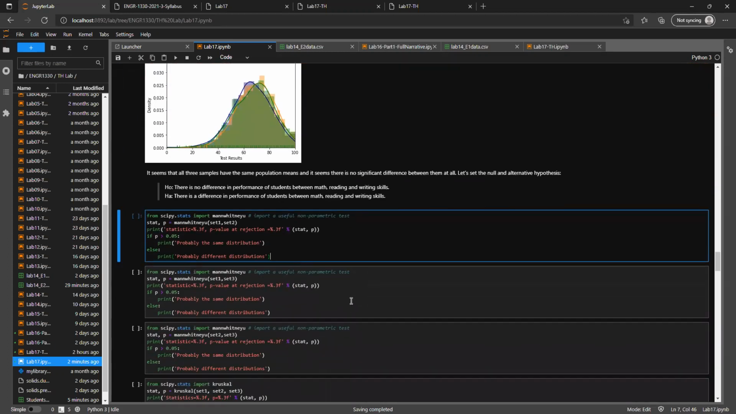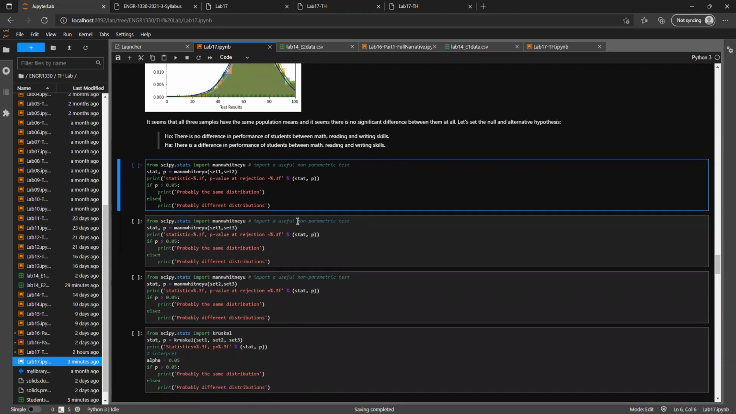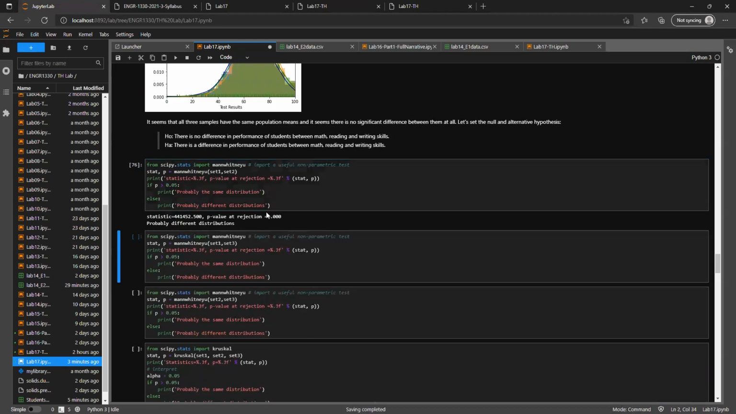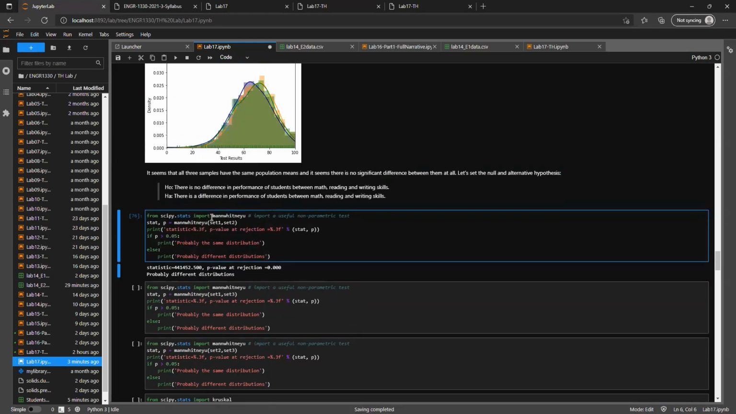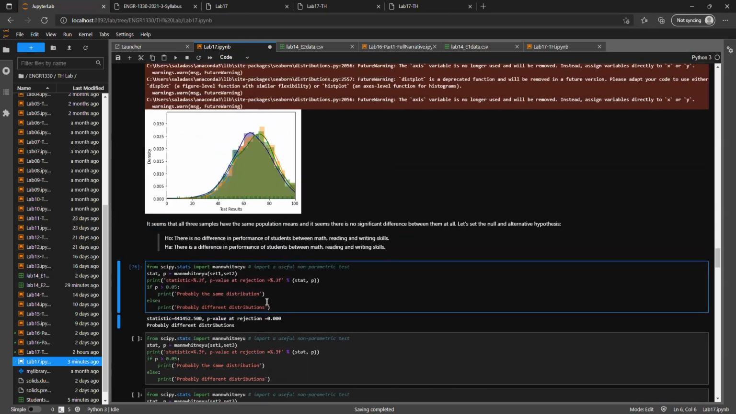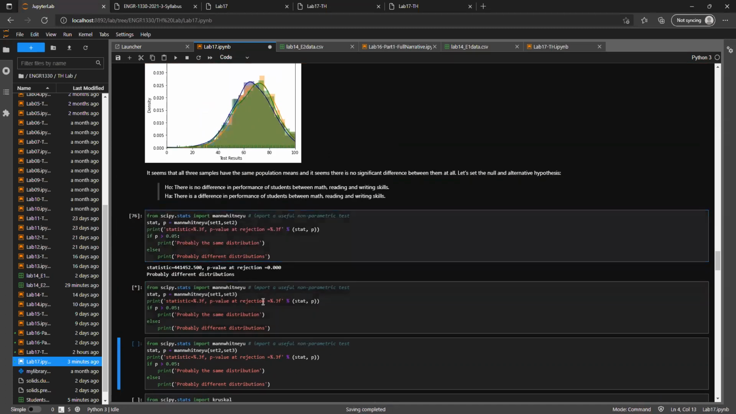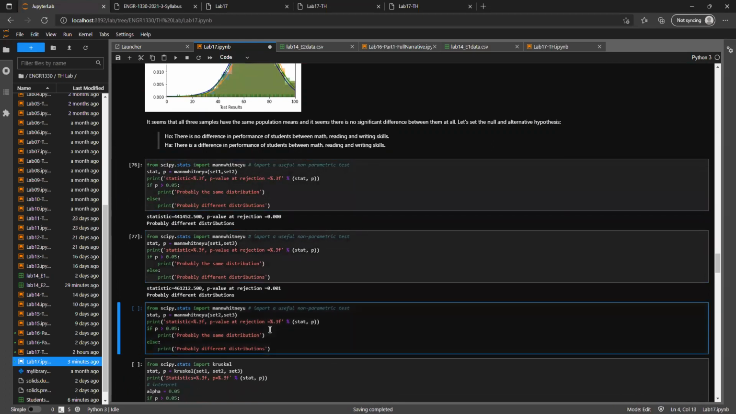Okay, we're going to test each test. Can't quite call that a pun, but it is interesting. Test each test versus the other ones. Set 1 versus 2, set 1 versus 3, and set 2 versus 3. Okay, are these the same distribution? Probably not, according to Mann-Whitney. So let's see, this is math versus reading. This will be math versus writing. And this will be reading versus writing.